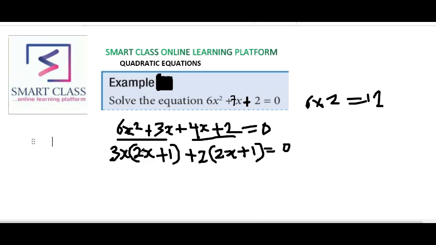So we will take the common factor again. 2x plus 1 is common to both sides, so we take only one of it: 2x plus 1. So that is a factor. Then you take the remaining factors into another bracket. The remaining factor here is 3x plus the remaining factor here, which is 2. So that is the complete factorization of that expression, and it's equal to 0.